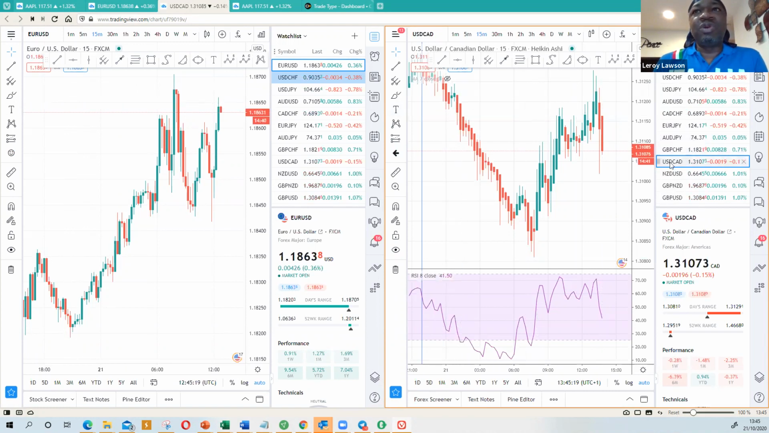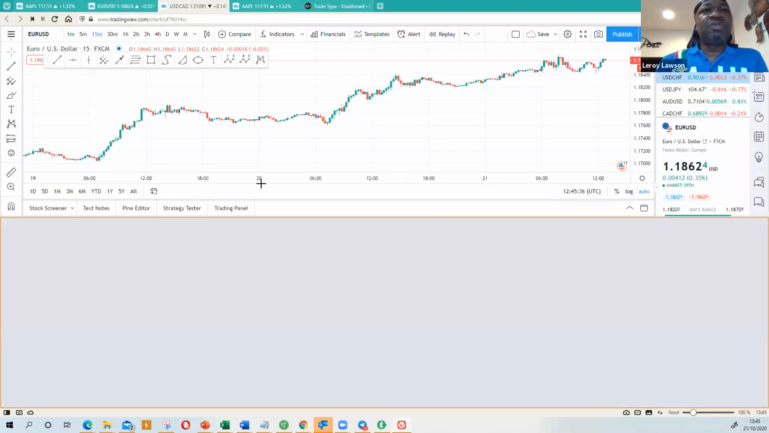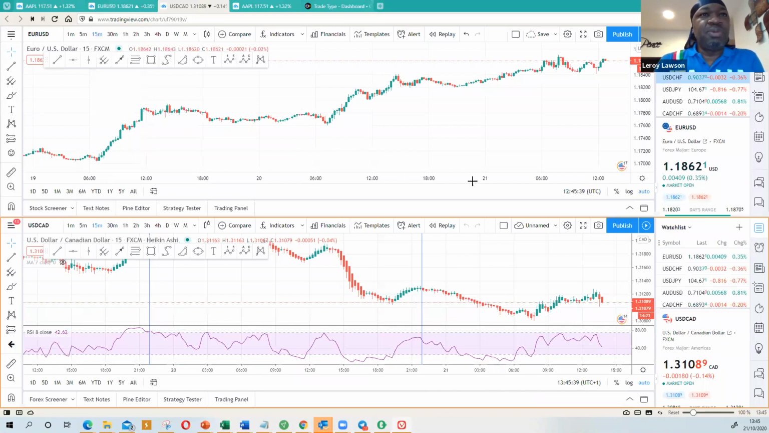I've got dollar CAD on this one, right? So I can have it either split, so I can see two charts at the same time. Whichever way you want to do it, right? Just gives you a bit more flexibility. And if you want it showing both horizontal, you can have it like that as well, so you can again see your charts.